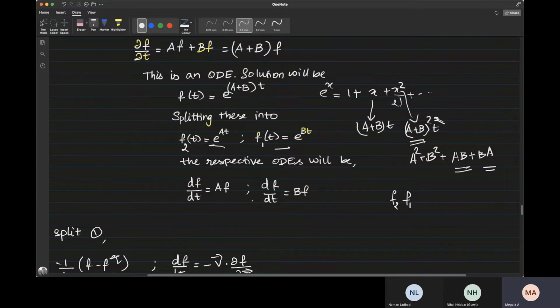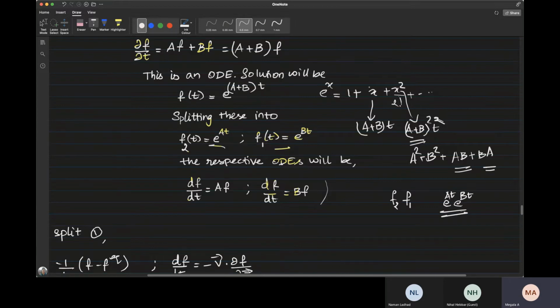First you will solve this equation. That is, first you will be solving this ODE to get F1 of t equals e power Bt. And the solution for this ODE will be used as an initial condition for this ODE, and then you will be solving this one. So this is known as operator splitting. This is what happens in operator splitting. And here your solutions will be something like e power Bt into e power At.